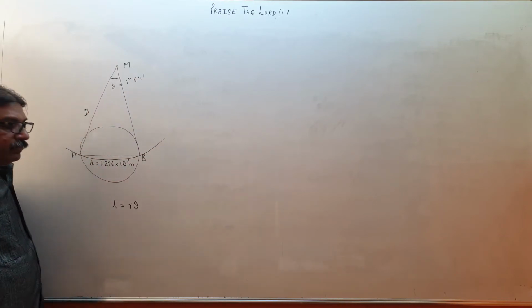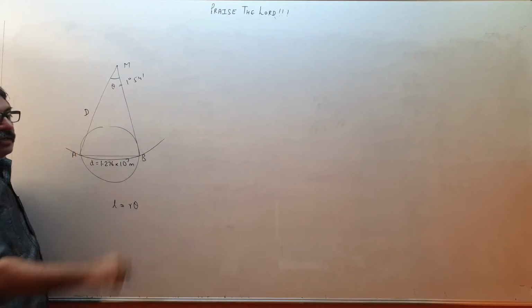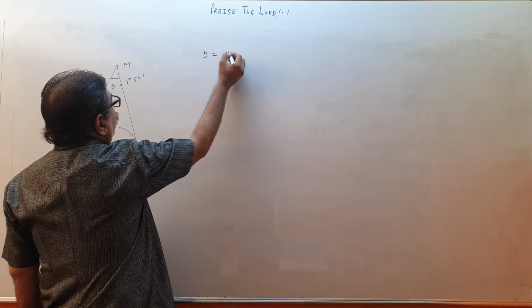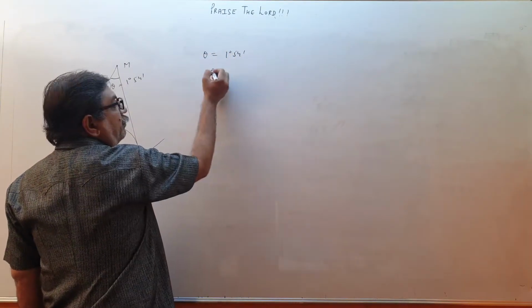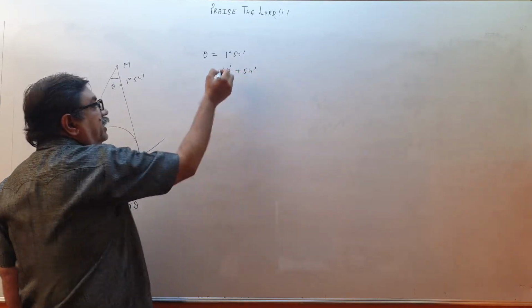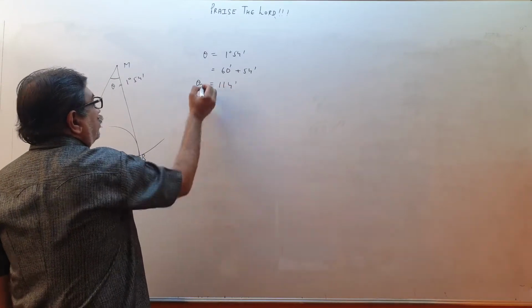Arc length, chord length same. So this will be the length of arc, radius will be this, and this will be the angle which we have to first convert into radians. So theta with me is 1 degree 54 minutes. That is 60 minutes plus 54 minutes, because 1 degree is 60 minutes. This is 114 minutes. This much is theta.